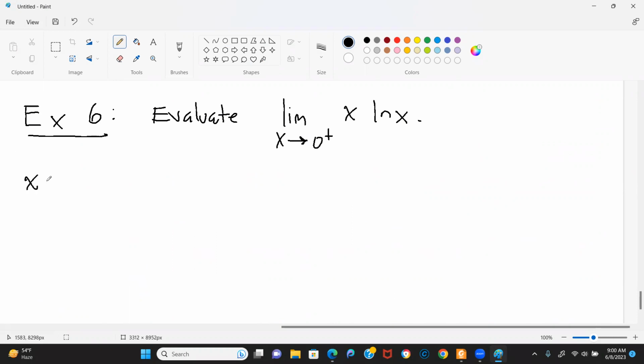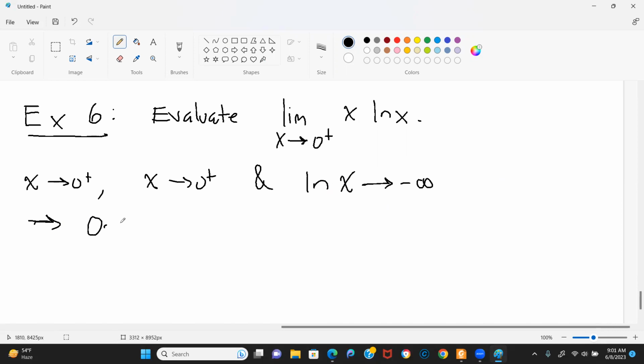So notice that x goes to 0 from the right. Well, what does x do? It goes to 0 from the right. So that's kind of just true. You would say it's vacuously or trivially true. But what about ln of x? Well, ln of x goes off to negative infinity. Okay. So we're in the case where we have 0 times infinity indeterminate form, right?